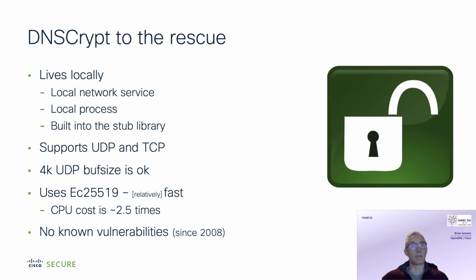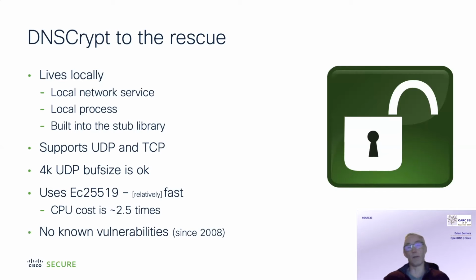So DNSCrypt to the rescue. DNSCrypt is the piece that is there to plug that gap. DNSCrypt is something that lives locally, so it might be a local network service, some server in your local network that takes your plain text DNS traffic and encrypts it before sending it out in the big bad internet. It might be a local process on your machine, so laptops may have local processes that are doing this DNSCrypt, or it might even be built into the stub library.